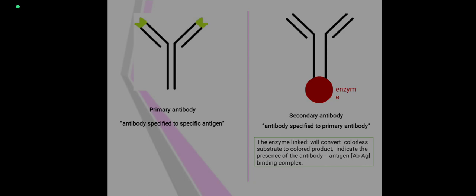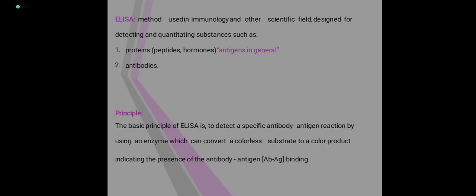That is, the enzyme linked will convert the colorless substance to a colored product, which indicates the presence of the antibody antigen binding complex, in which the secondary antibody involves the enzyme. Now we are actually involved in the ELISA. ELISA is a method used in immunology and other scientific fields designed for detecting and quantitating substances such as proteins. In proteins, it may be a peptide or a hormone. In an antigen in general. The next one is the antibody.